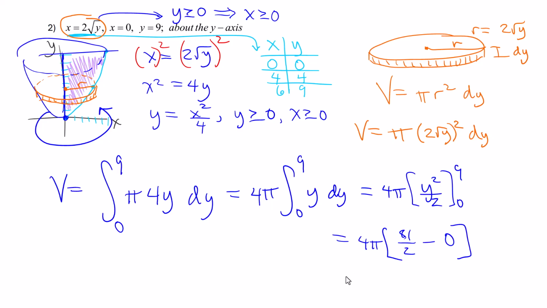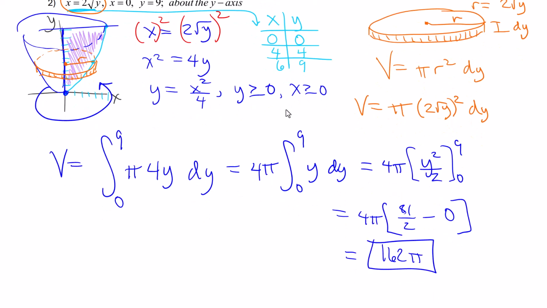Which, if we do some more basic arithmetic here, of course, the 4 and the 2 will cancel, or reduce, to be 2 over 1. So then 2 times 81 is 162. So it looks like 162 pi is going to be our final result in exact form. All right, let's move on to another example.